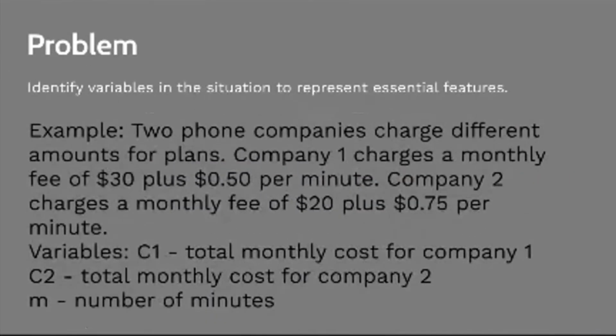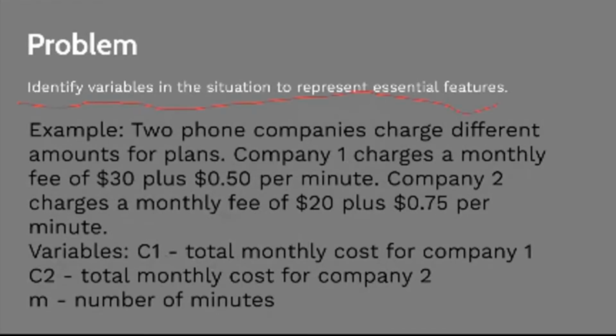When we're talking about the problem stage, which is what you guys should be writing down, a problem just identifies variables in the situation to represent essential features. That's literally all you have to write down. We're going to use an example for this, but this is what identifying the problem really is: identifying variables in the situation to represent essential features. So let's take an example.